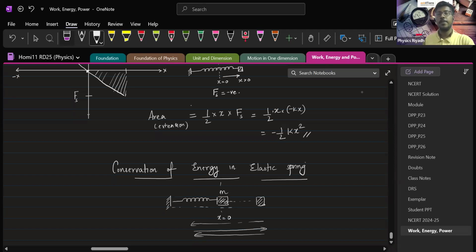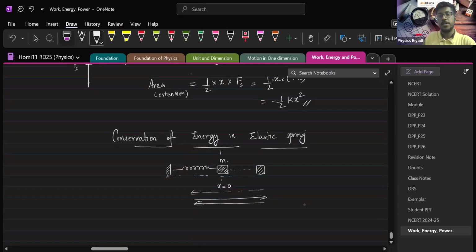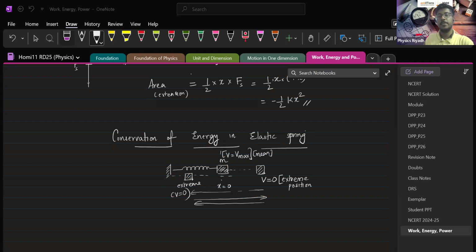When you stretch it and leave it, its velocity at this point is zero. Velocity is zero at the extreme position. Also remember, velocity is maximum at the mean position. If you compress it, it goes to the other side. This is also an extreme position, and in this position also, v is zero. So velocity is zero in the extreme position and maximum in the mean position.